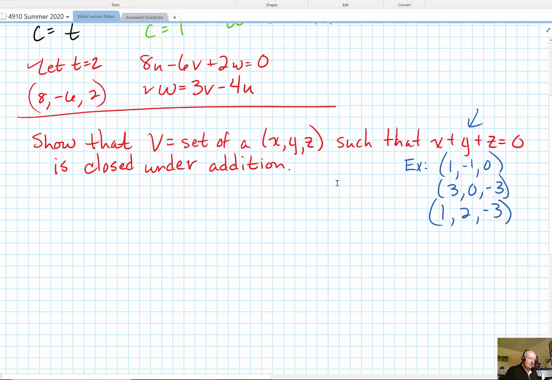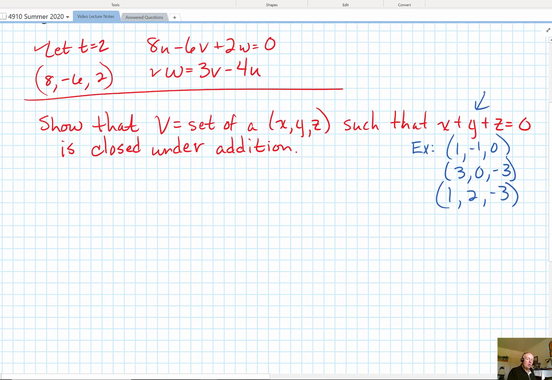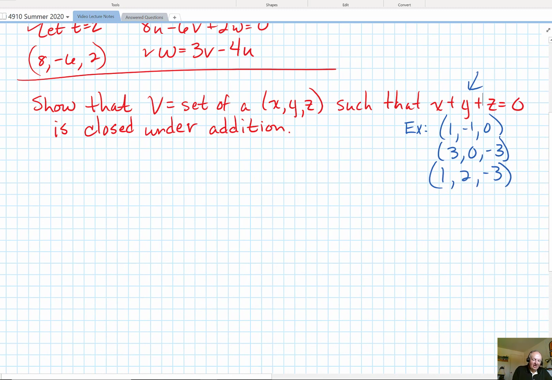All right. So here's the question. We want to show that this subspace, or this subset, is closed under addition. So that means if I take any two points, let's just use these two as examples. If I take those two points and add them together, (1, -1, 0) plus (1, 2, -3), I had better get a point that is still in V. And what does it mean to be in V? Oh, x plus y plus z has to equal 0.